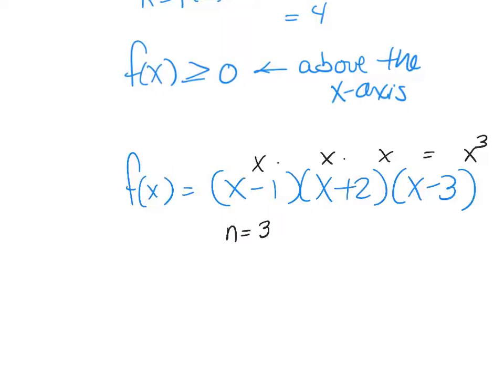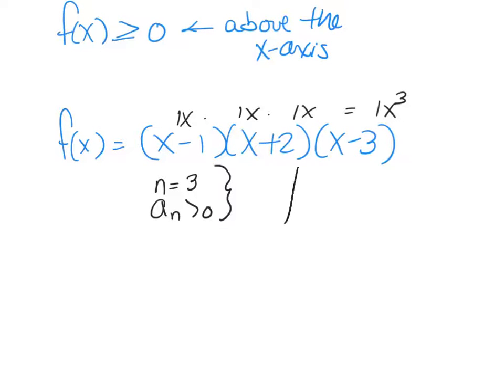Based on the degree of my polynomial and the leading coefficient, I can determine what the end behavior is. If you see the notation a sub n, that's saying what is the leading coefficient. In this case, I get a 1 from the first factor, a 1 from the second, and a 1 from the third, so my leading coefficient is 1 x to the third. My leading coefficient, a sub n, is greater than 0, and I combine these two pieces of information to determine the end behavior. So this is a cubic with a positive leading coefficient. That means in this quadrant I start down, and in this quadrant I end up in the up position.